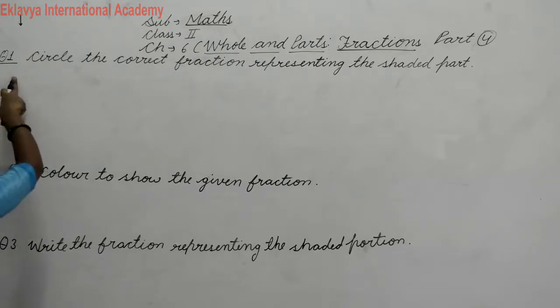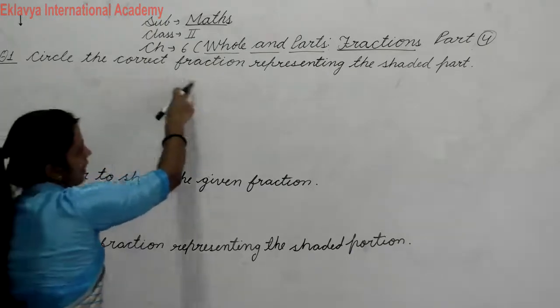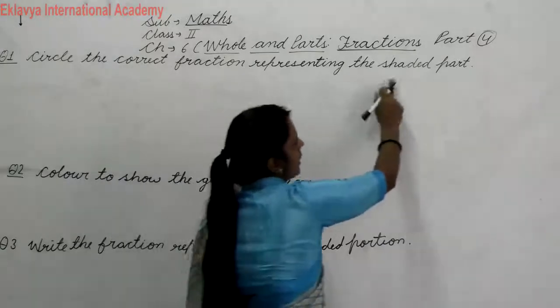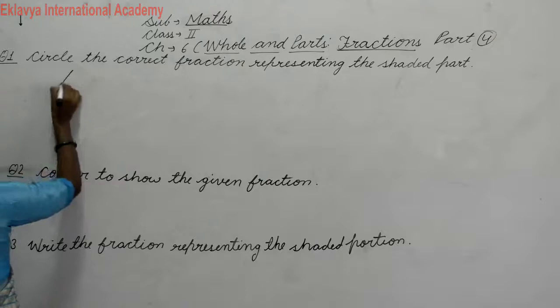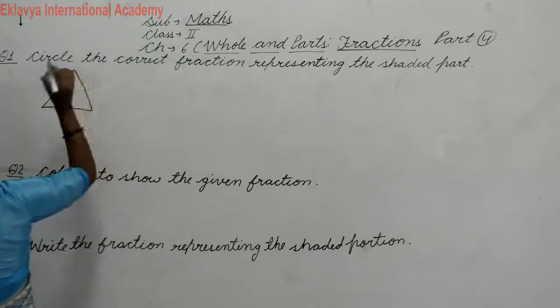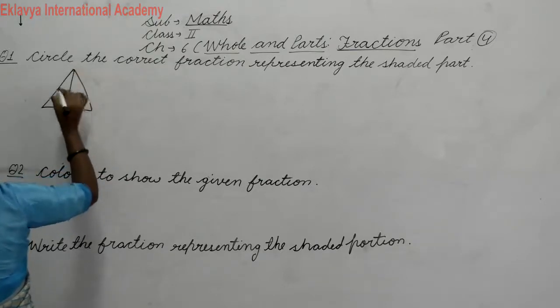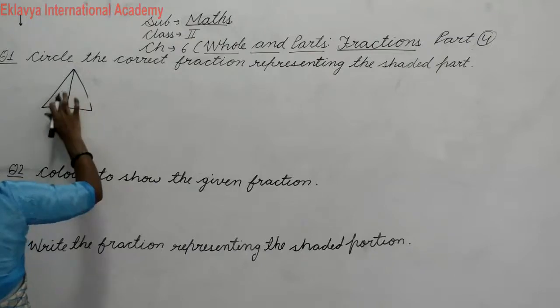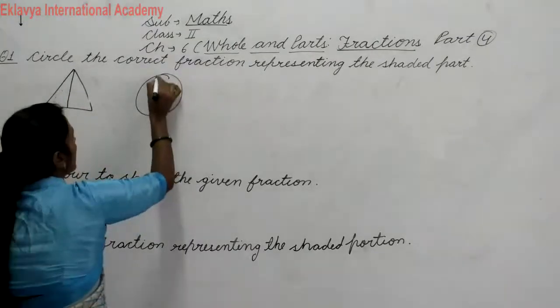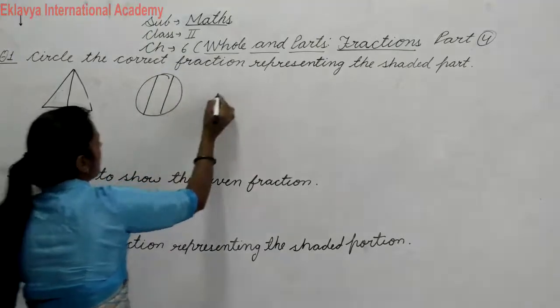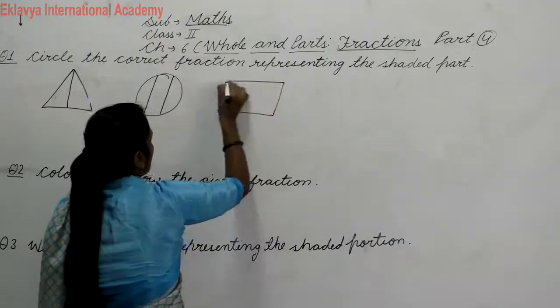Our first question is: circle the correct fraction representing the shaded part. So beta, I have taken one picture. Here also I have taken one picture, and here I have taken a picture.